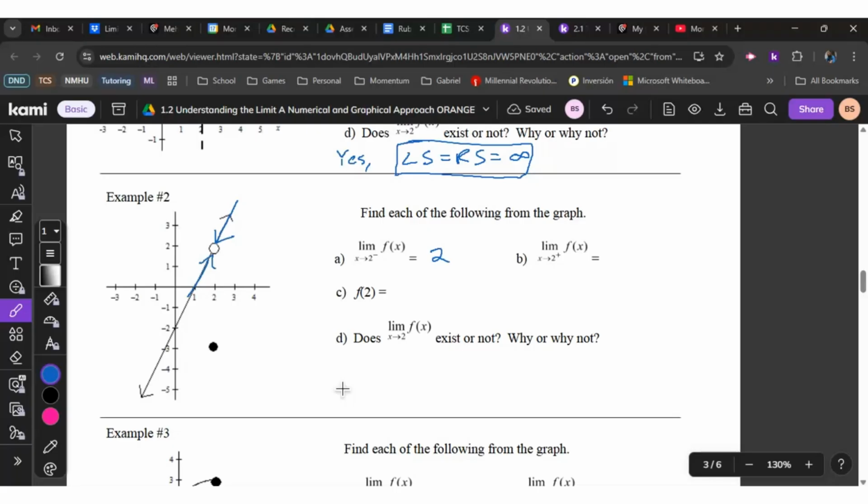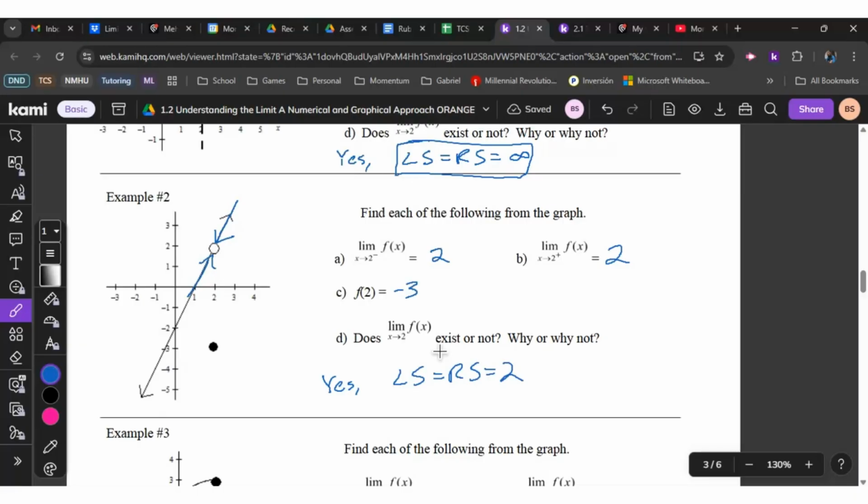Okay? Guys, from the right-hand side, what am I approaching? 2, right? Now, what is f of 2? Pre-calc, not calculus. What is it? It's -3, right? There's this dot way down here. So there's a hole, and then all of a sudden, there's this discontinuity down at -3. So, does the limit as x approaches 2 of f of x exist? Yes. Why? Left side equals right side equals 2, right? So, perfect. We know it exists.